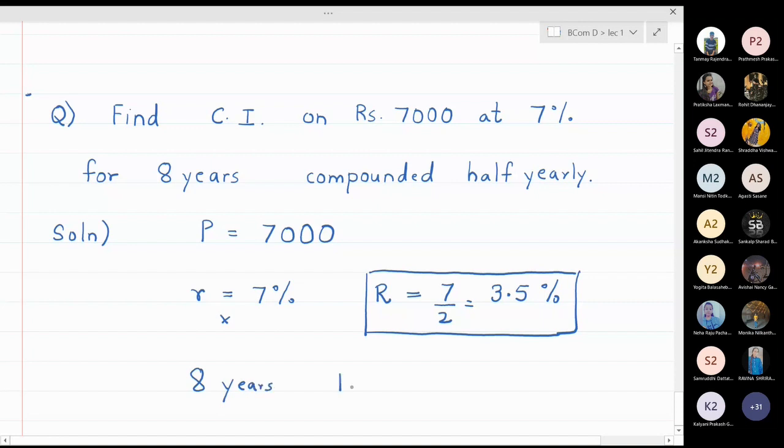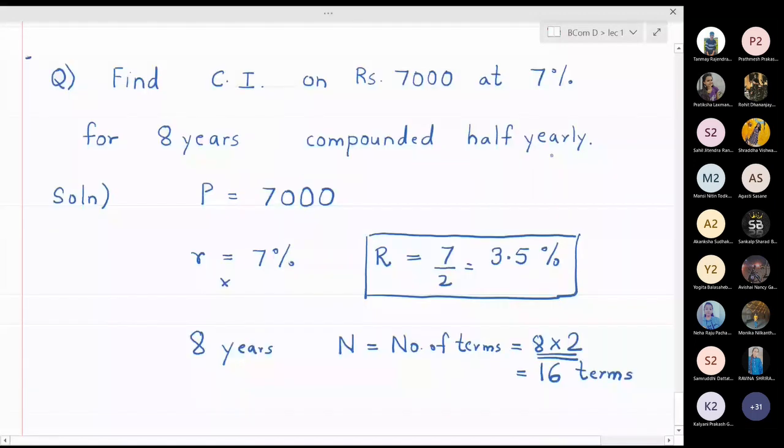So this means that the number of terms, N means number of terms. How many terms are there? How many half terms are there in 8 years? So there are 8 multiplied by 2, means there are 16 terms in 8 years. In 8 years, you will have 16 half years, means you have to multiply by 2. So remember, in the problem of compounded half yearly, you have to make half of the rate and you have to make double the number of years. Suppose the number of years is 10, then the number of terms will be 20. So if the rate is 10%, then the rate I will use in the problem will be 5%. Okay.